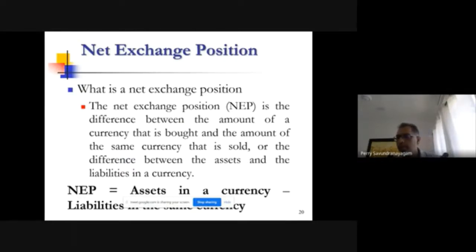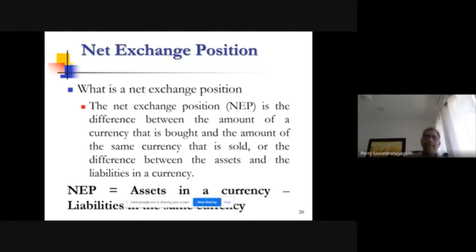All right. Today we are discussing net open positions, or net exchange positions, as they call it. From a technical point of view, it is the difference between the assets in a currency, say US dollars, minus the liabilities in that currency. A bank will create various currency positions by the transactions you do. Plus, you as a bank will be managing your nostros and so on.